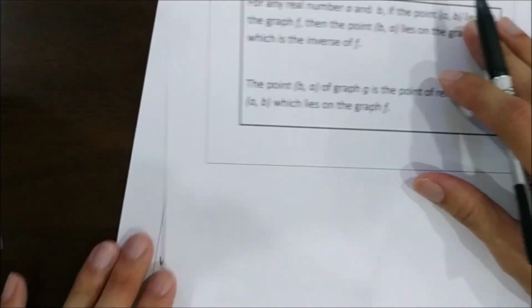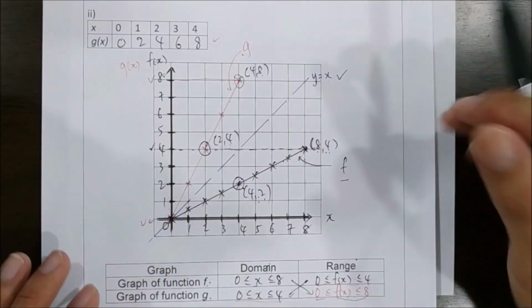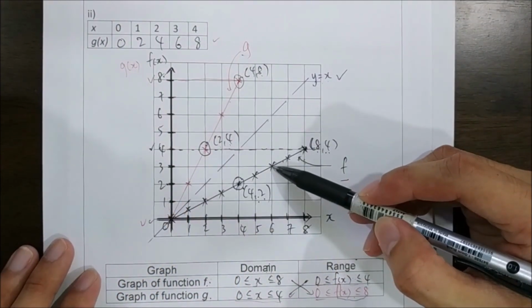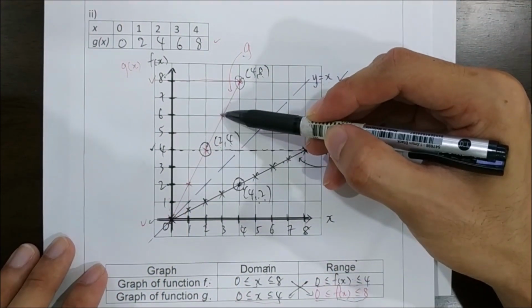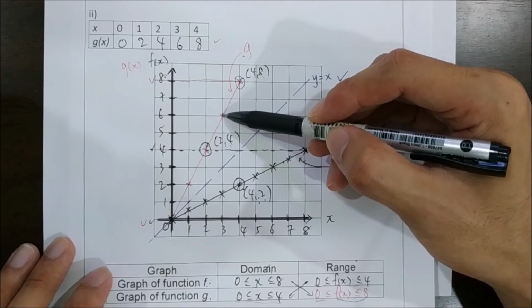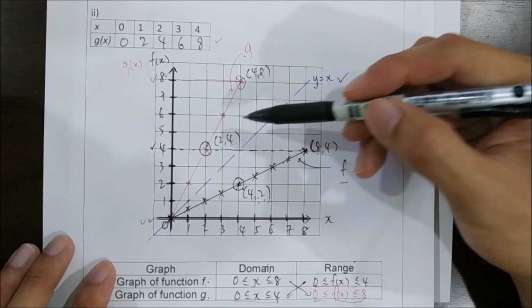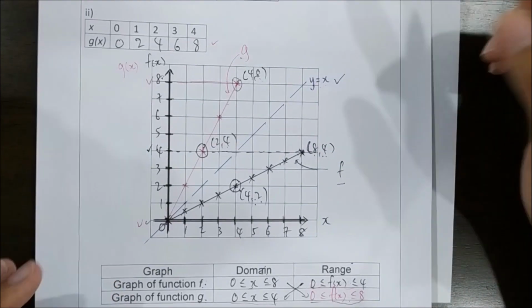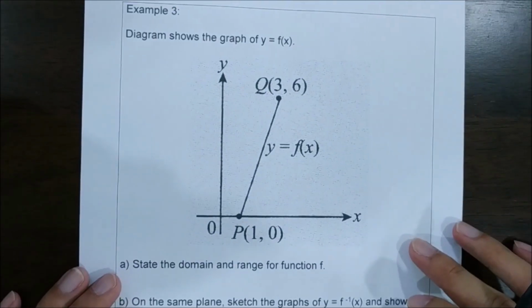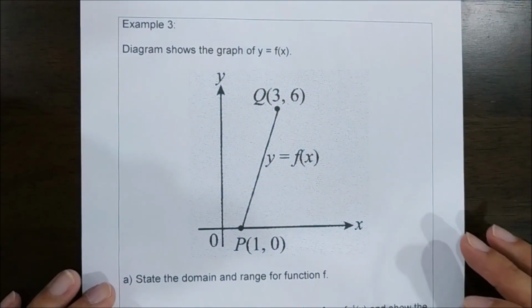So for any point here, when it reflects onto the inverse function, the coordinates x and y will switch position. So how are we going to use this conjecture to help us? We look at example number 3.